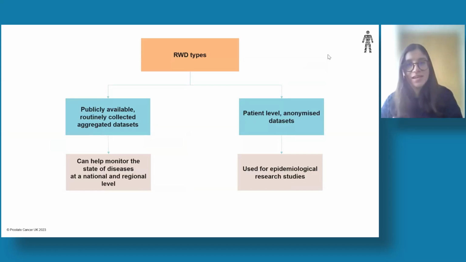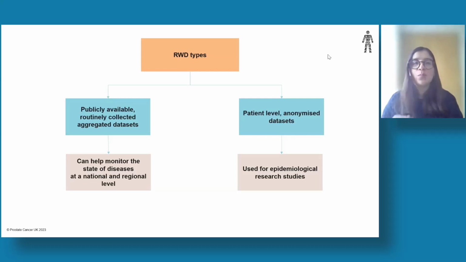But real-world data types can also be classified by the level of information that you get from them. So we have publicly available, routinely collected data sets, and then we also have patient-level data sets. So publicly available, routinely collected, aggregated data sets can help monitor the state of diseases at national and regional level. And it sounds a bit complex, so let's just try to detangle each of these words one by one.